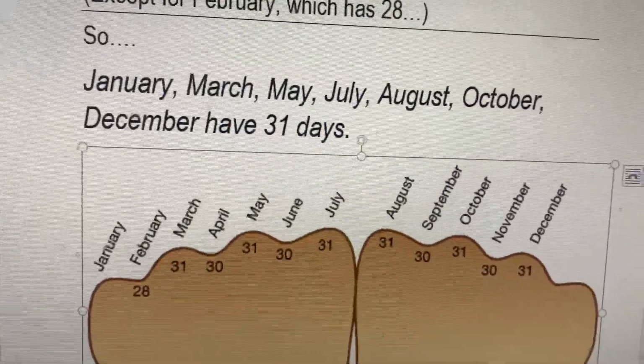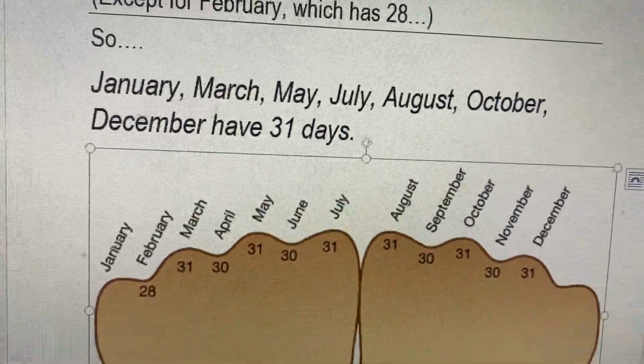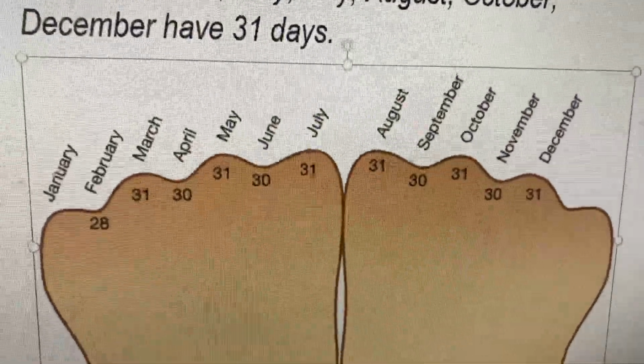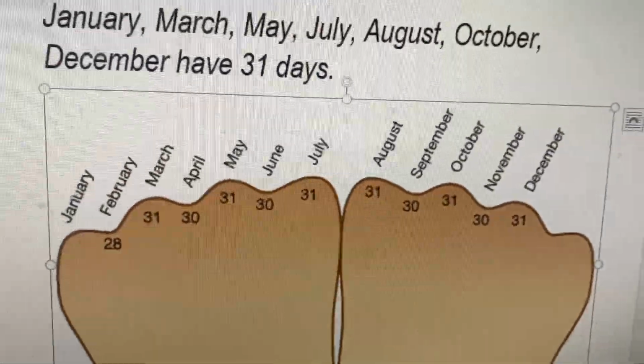That's why you can't just think, oh, they just alternate 30, 31, 30, 31. Except for July and August, and that would throw you off. So there you have it. The way to remember how many days are in a month. The end.